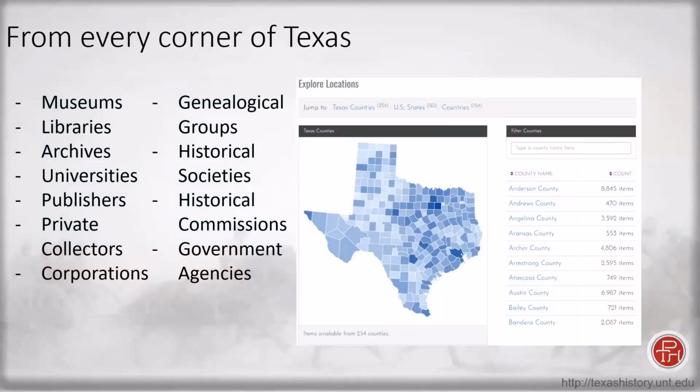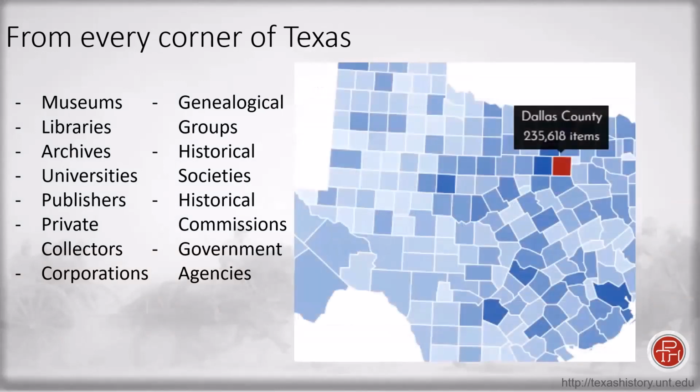When you click on location, which is one of my personal favorites to search on the portal, you're provided with a heat map. For anyone who isn't familiar with a heat map, the darker the color of the county, the more information we have pertaining to that particular county or cities within that county. We get materials from all over the state, obviously, and they come from a wide variety of different partners. So we work with museums, libraries, archives, universities, publishers, private collectors, corporations, genealogical groups, historical societies, historical commissions, and government agencies.